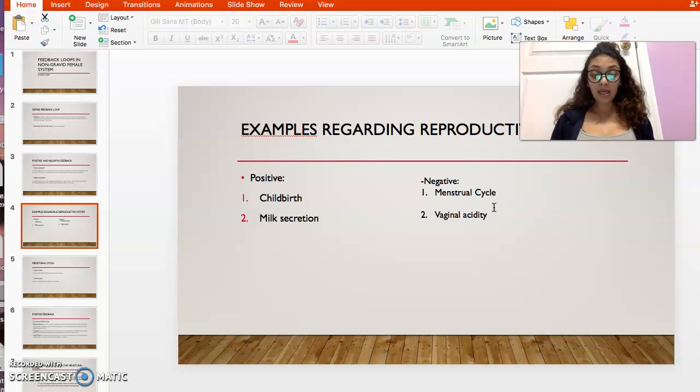Vaginal acidity, the lactic acid that maintains this pH is made by lactobacilli, which are part of the normal vaginal flora. These bacteria grow faster and produce more acid at a higher pH, also trying to maintain homeostasis.